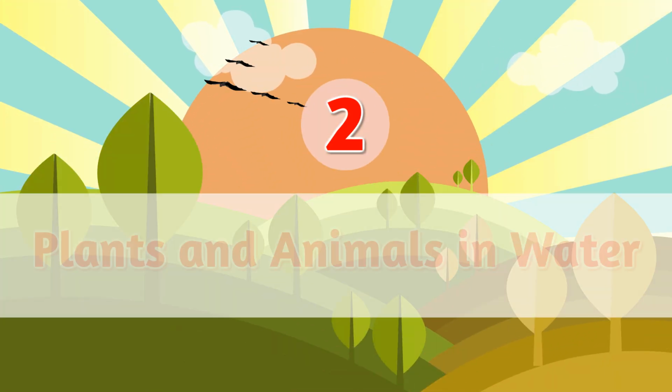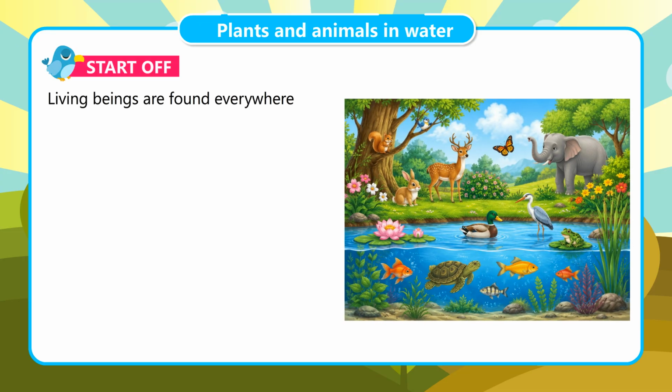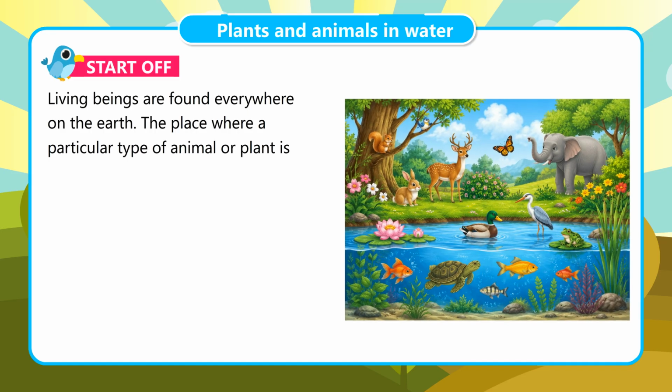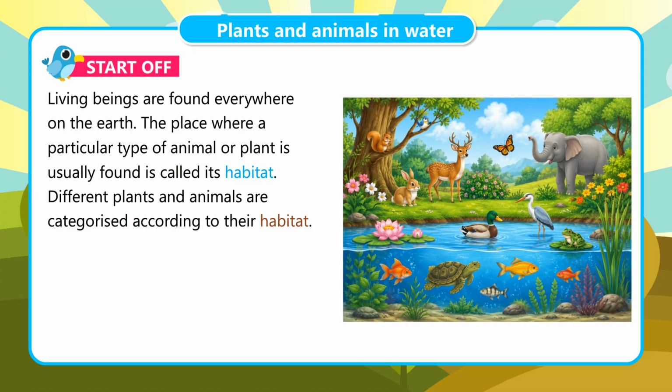Chapter 2: Plants and Animals in Water. Living beings are found everywhere on the earth. The place where a particular type of animal or plant is usually found is called its habitat. Different plants and animals are categorized according to their habitat.